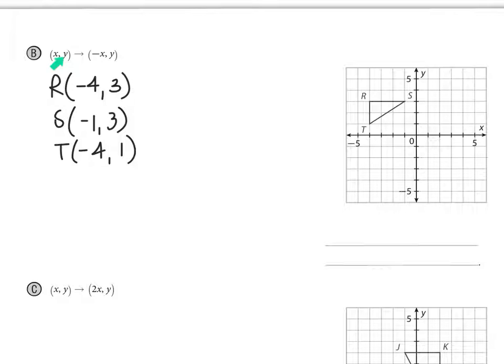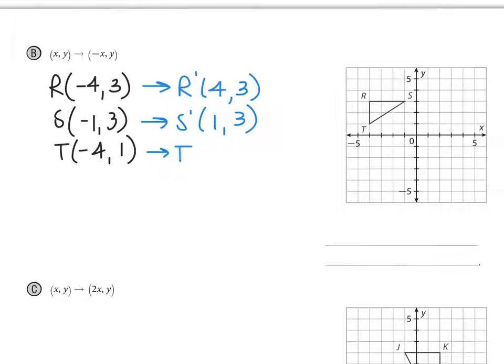And then the y is going to stay the same. Notice nothing's happening to the y coordinate there. So let's go ahead and change these. My image now is going to be r prime is going to be positive 4 because the x value changes, but the y value stays the same. All right, s prime then will be 1 and 3. T prime, again, change the x value to the opposite sign, keep the y value the same.